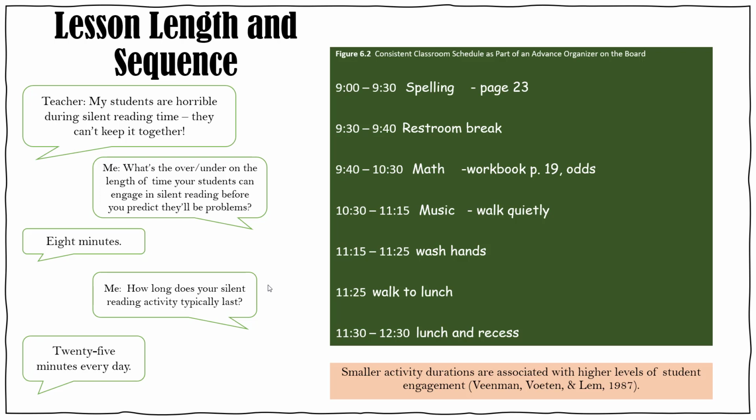So when they're engaging in activities, it's not for long periods of time, because you'll lose them. They'll start talking to their friends about other things. They won't pay attention to the activity. But if you have smaller little sections instead of big long ones, then you have higher levels of student engagement.